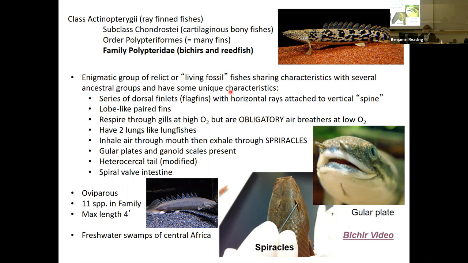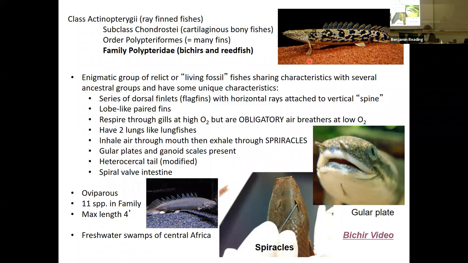And so there's a series of these dorsal finlets. And so you can see these little finlets down the dorsal aspect of the fish here, and also here, these little finlets. They have two lobe-like paired fins up here. You can sort of see this, the Bashir here is sort of standing up on those fins. And so these things can actually walk. And in some cases, they can be somewhat terrestrial.